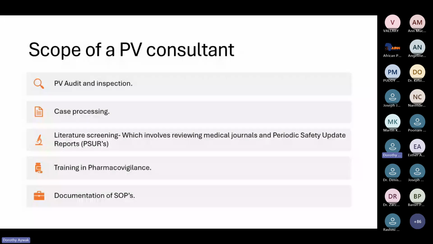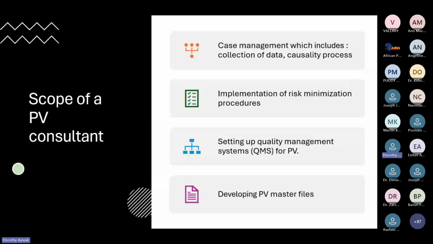When you're looking at case management, here you can collect data and do the causality process, so that you can say whether a case that has been reported can be attributed to a particular product that the company has. And for risk minimization procedures, you help your client set that up, put together quality management systems for pharmacovigilance, and develop the PV master files. So the scope for a consultant is just as wide as you would like it to be, because there are various areas of practice people can come to you to consult on, and your service will be based on what you can do.